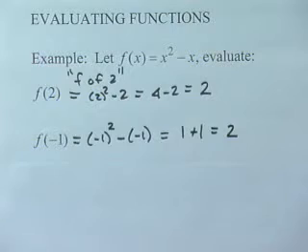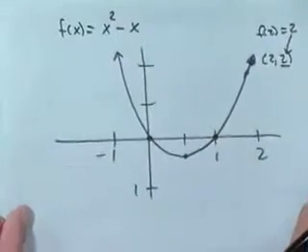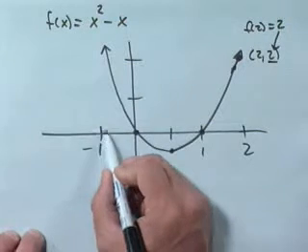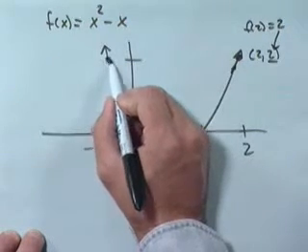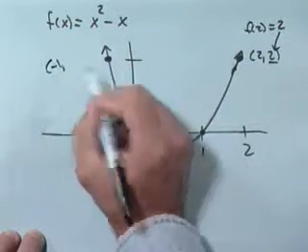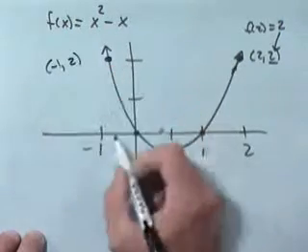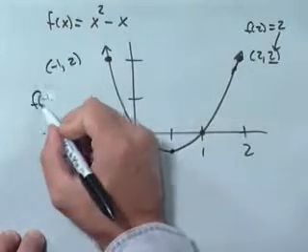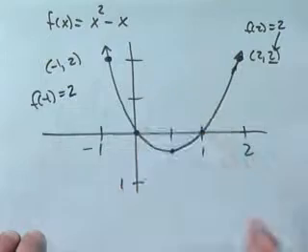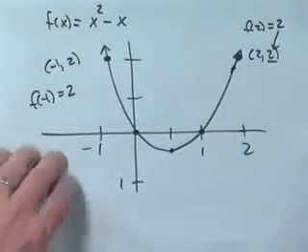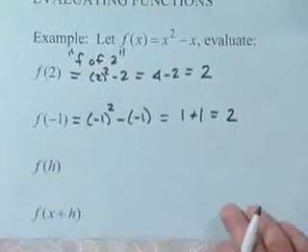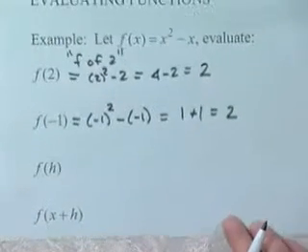And we'll look at the graphical significance again. If I were to plug a negative 1 into the function, the corresponding y value would be right here. So that means the point negative 1, comma 2 is on the graph. Or in other words, if you plug a minus 1 into the function, you get a y value of 2. So there is a relationship between this notation and a graph. Let's take a look at a couple abstract examples.